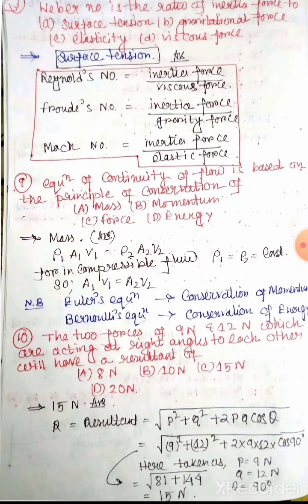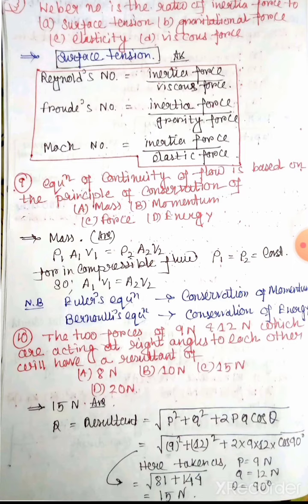Next question. The two forces of 9 Newton and 12 Newton which are acting at right angles to each other will have a resultant of 8 Newton, 10 Newton, 15 Newton, 20 Newton. It's a very easy numerical. The correct answer for this question is 15 Newton.